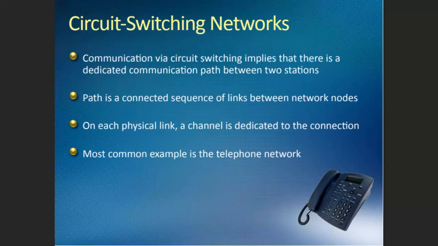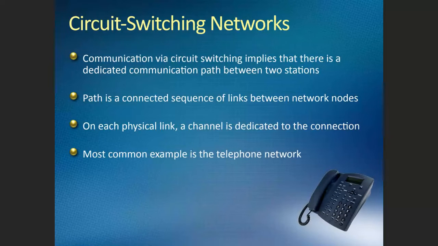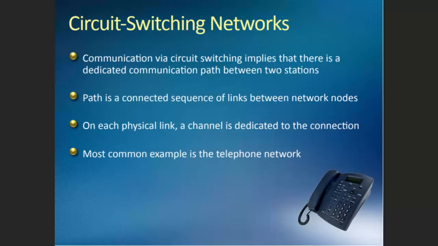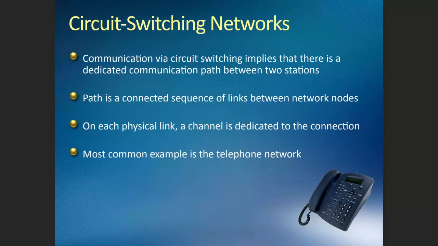So the path is a connected sequence of links between network nodes. It's like if you are dedicating one circuit for a certain amount of time for those two persons to communicate with each other. On each physical link, a channel is dedicated to the connection. The most common example is the telephone network, the old telephone network, the legacy. Now it's digital.